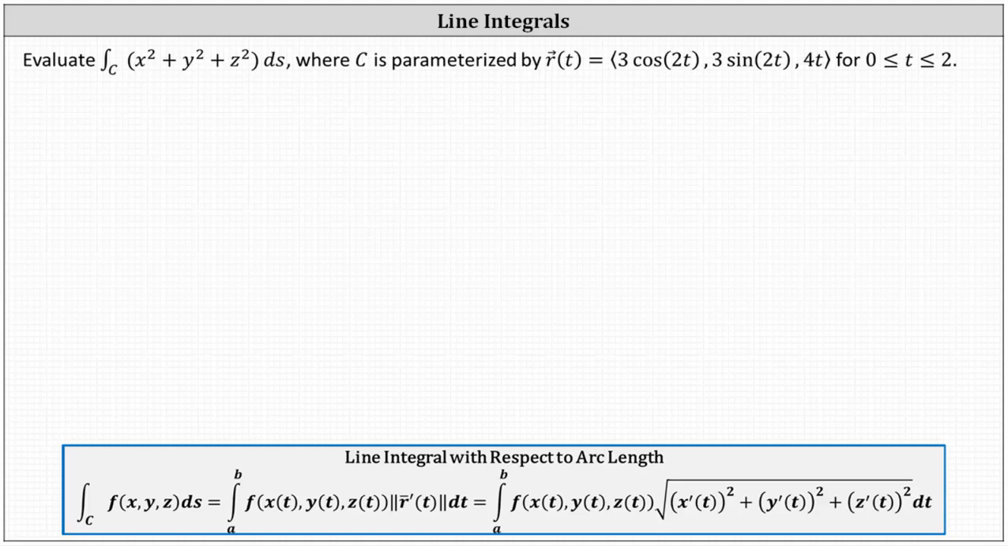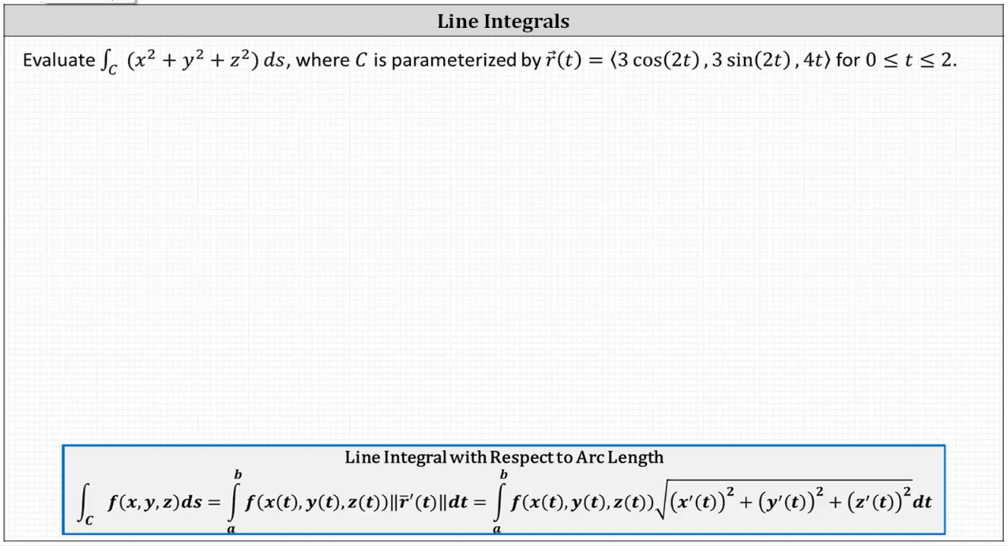We want to evaluate with respect to t, so looking at the notes below, we'll write the given function x squared plus y squared plus z squared as a function of t using the components of r of t, and then ds is equal to the magnitude of r prime of t dt, which is expanded here on the right.